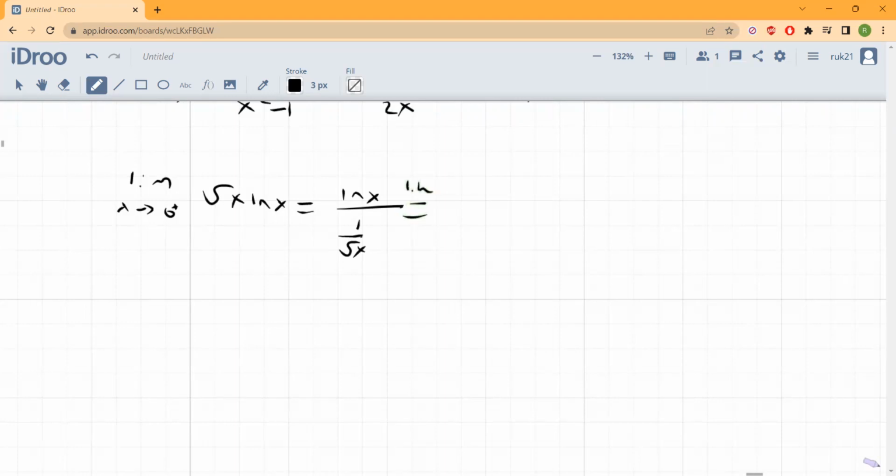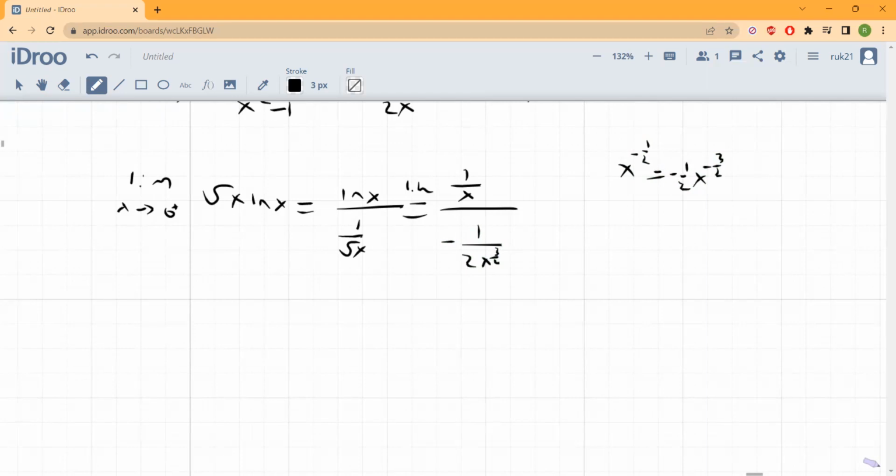LH. We're going to take the derivative of the top, which is 1 over x. The derivative of the bottom, you can think of as x to the power of negative 1/2. If you take that derivative, it's equal to negative 1/2 x to the power of negative 3 over 2. So we have negative 1 over 2 x to the power of 3 over 2.